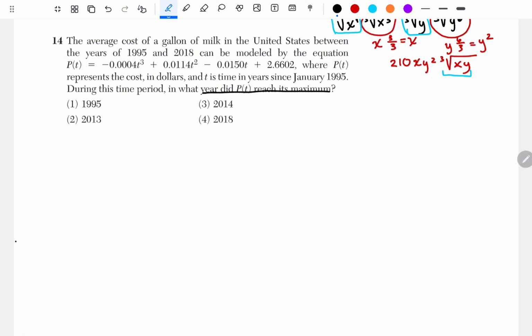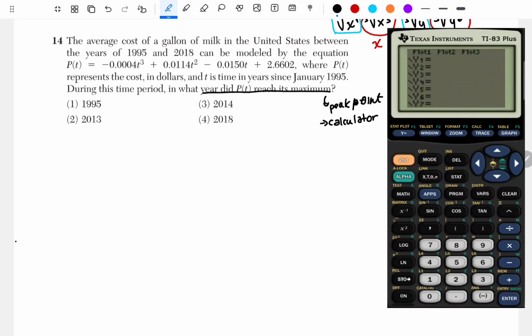In this question, they're basically asking us for the peak point of our graph. In order to do so, we're going to be using our calculator. What you're going to do is go to your calculator, go to y equals, and type in your equation very carefully. Make sure that you do not make any mistakes with your numbers, because if you do, you're going to get a totally different answer.